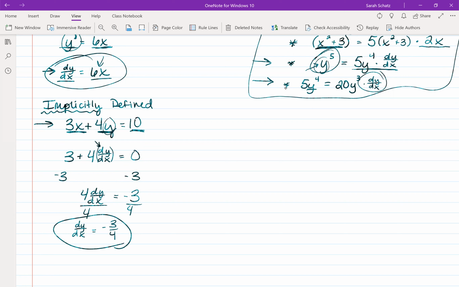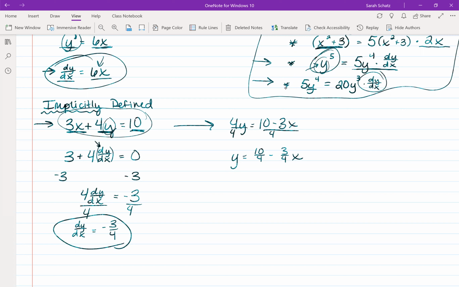Now, this one's a pretty easy one, and it's great for example. What if I had changed it and solved for y instead, and then I could take the derivative explicitly? So how would I solve for y from this equation here? Well, the first thing I would do is subtract 3x on both sides, right? And then I would divide everything by 4. I would end up with y equals 10/4 minus 3/4 x.